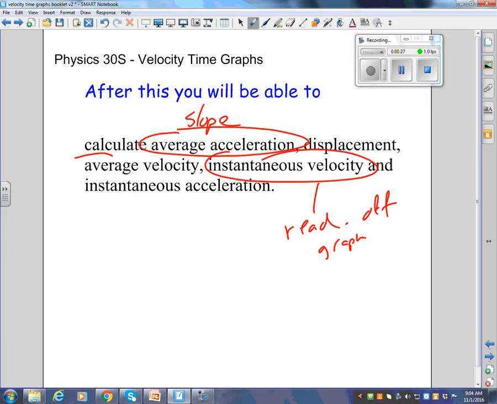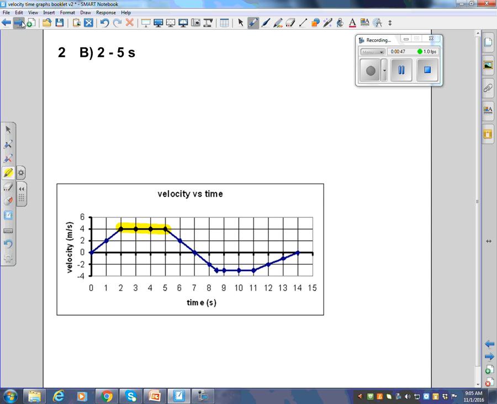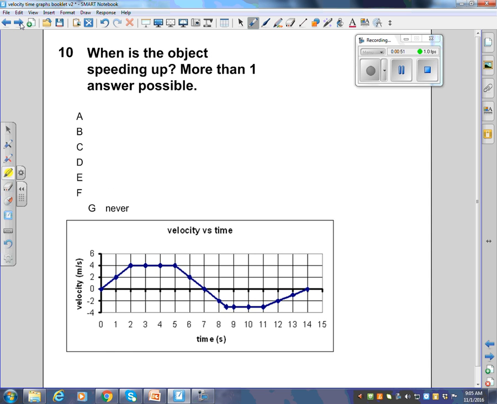And instantaneous acceleration, again, we're finding the slope, and we may have to use a tangent if the line is curved. That's what we just did. So today we're going to look at displacement and average velocity. This was yesterday, and I do need to break this into two.